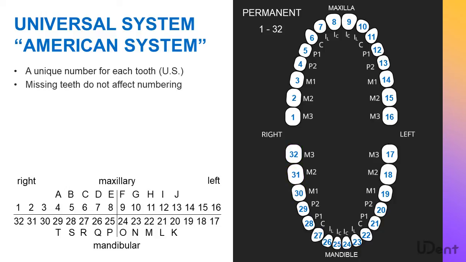Often, adults have their third molars removed. This won't change the numbering pattern. That person will be missing tooth number 1, 16, 17, and 32. The rest of the teeth will follow the same numbering pattern.